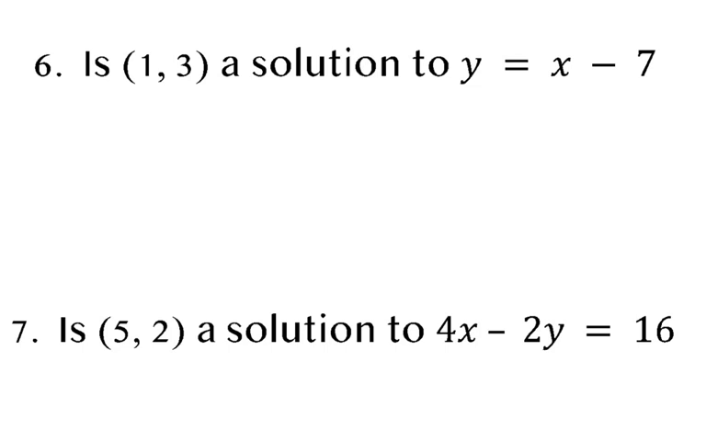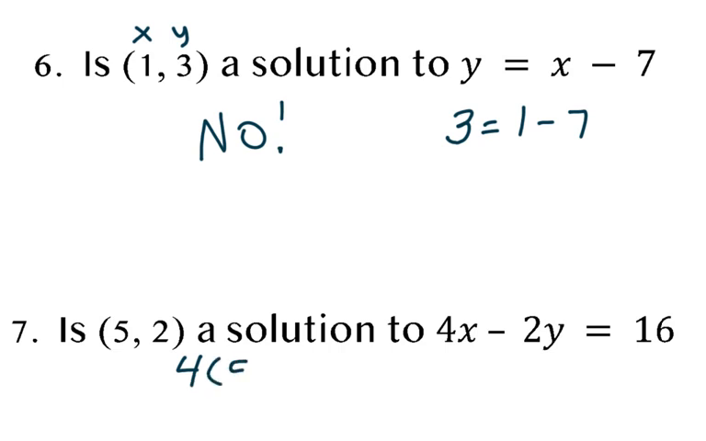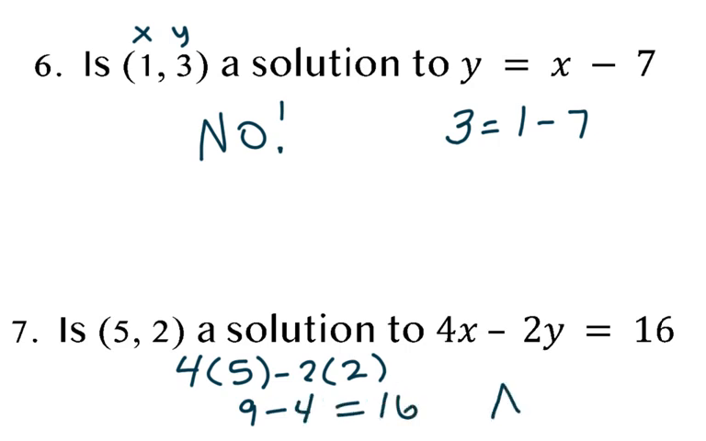Number 6 is 1, 3 a solution to y equals x minus 7. So again, you're going to take the 1 and the 3 and you're going to plug it in for x and y. So y equals x minus 7. Is that true? No, that's not a solution either. Is 5, 2 a solution to 4x minus 2y? So 4 times x minus 2 times y. So that's 9 minus 4. Is that equal to 16? Nope.